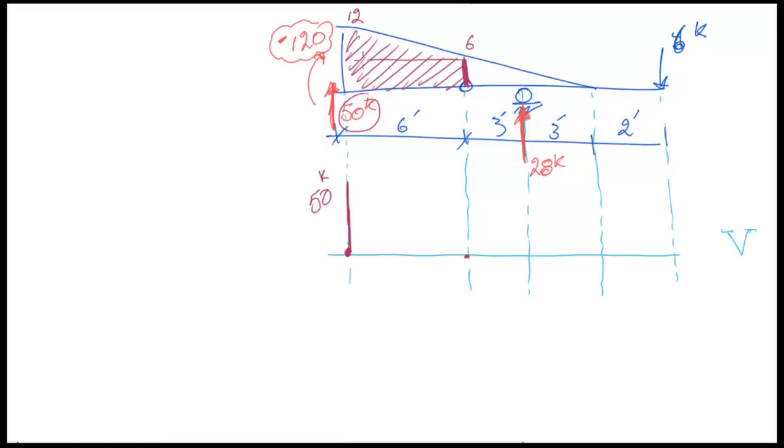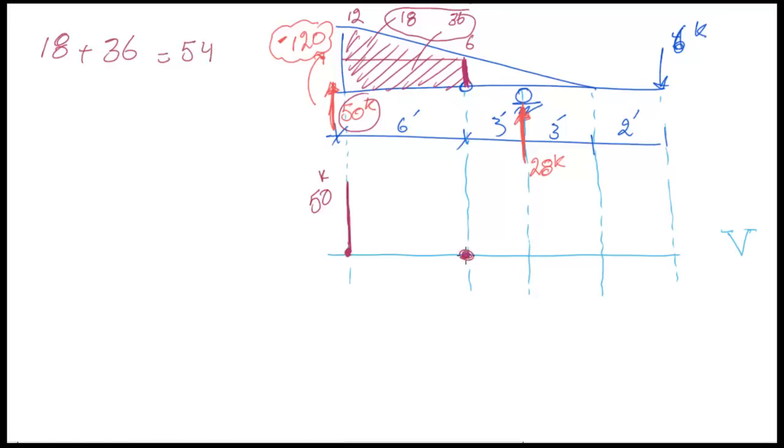We divided this into two. You can use the trapezoidal rule to do this one, but we calculated this as, I believe, 18, and this one as 36. So the total area is the summation of these two. So it's 18 plus 36, and that will give me 54. So the area is 54.